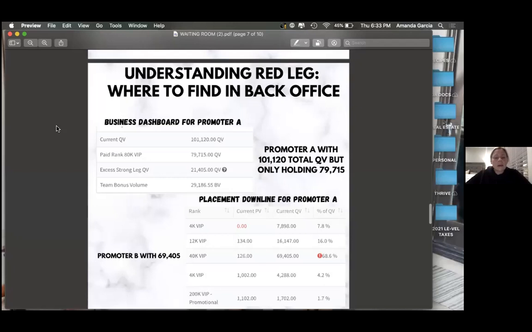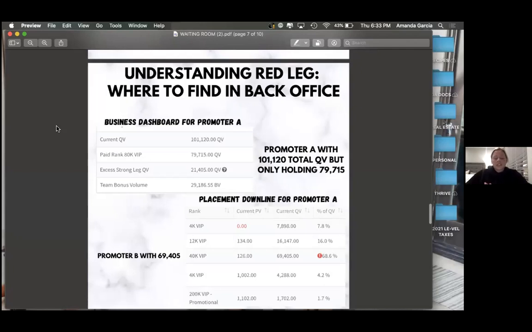It's not going to come up and flash and be like, you're red legged. It doesn't work that way. And a lot of people don't even know they are. They're like, oh, I hit rank. And then the end of the month comes and, say there was a bonus payout, they're like, why didn't I get paid? I'm like, you were red legged. So you have to understand and start learning this eventually when you start growing your organization bigger.